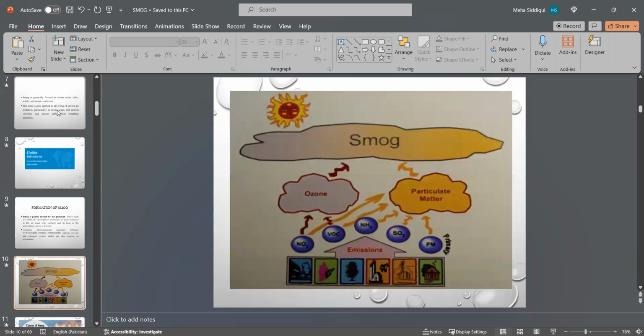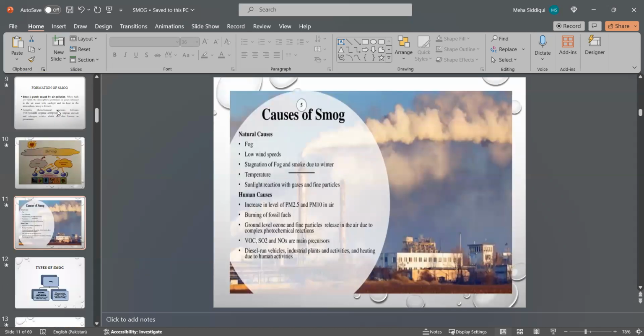Here we can see the emission of different gases like nitrogen oxide, sulfur dioxide, and methane. These are the primary pollutants. They interact with ozone and particulate matter, which serve as secondary pollutants, and they all react together to form smog.